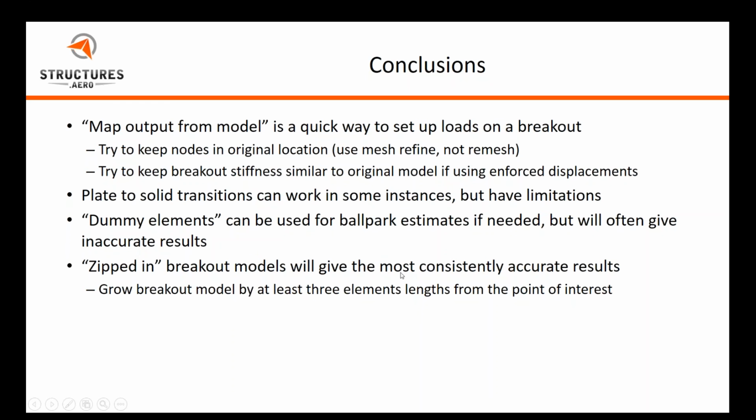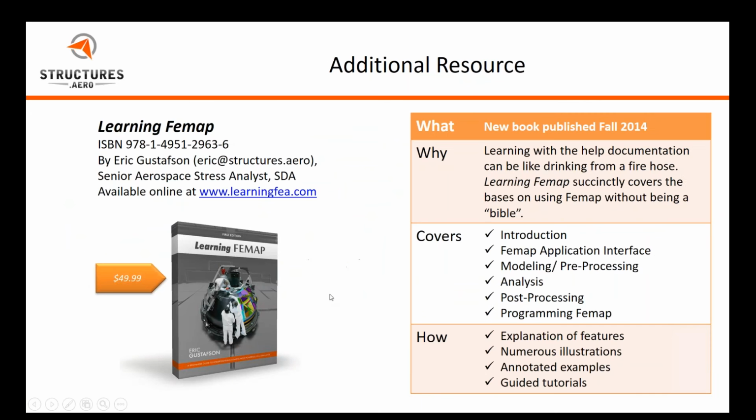Dummy elements can be used for ballpark estimations, but they'll often not give an accurate result, and it's just because you have double material properties in those locations. And the zipped-in breakout model will give the most consistently accurate results. Just another tip there, you want to grow your breakout model by at least 3 elements from the point of interest. And that's just going back into that RBE, kind of pushing these stress risers into your breakout model. You can never really trust the first 2 or 3 elements after your RBE connects there, because there are some weird rigid body element effects going on.